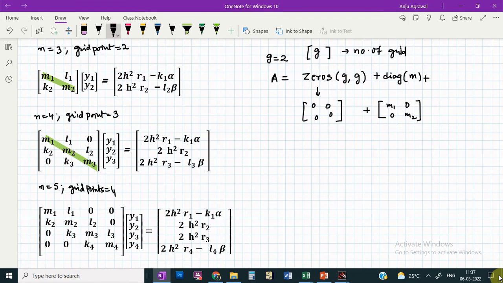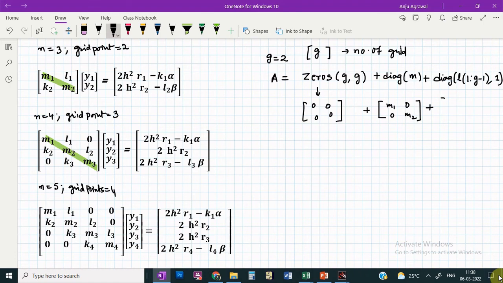So in order to make it general, we have to use the diagonal function again, but now here we have to add the L vector, and the L vector will be L1 for 2 grid points, L1, L2 for 3 grid points, and L1, L2, L3 for 4 grid points. So we have to use this over here. The L vector starts from the first element, which is L1, up to G minus 1, because for 2 grid points we want just L1. For 3 grid points we want only L1 and L2. So it will be 1 up to G minus 1, and since we have to add these elements above the diagonal elements, we have to make use of this function.